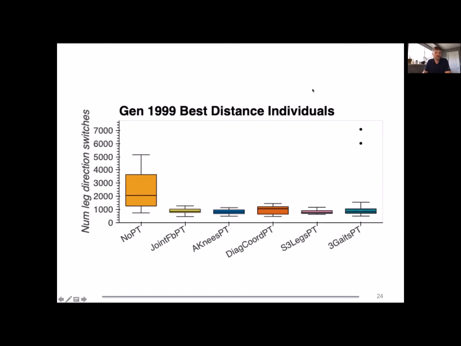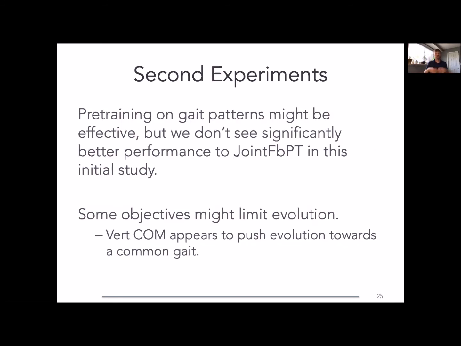And then also what we see is no vibrating in pre-training, except for when we combine the 3 gaits together. So that might be because we didn't have any protections in the population to, you know, limit crossover to similar gaits. So in those second experiments, pre-training and gait patterns might be effective, but we don't really see significantly better performance than the joint feedback pre-training. Which maybe suggests that just a random pre-training process is effective enough. You don't actually need to match a specific gait pattern.